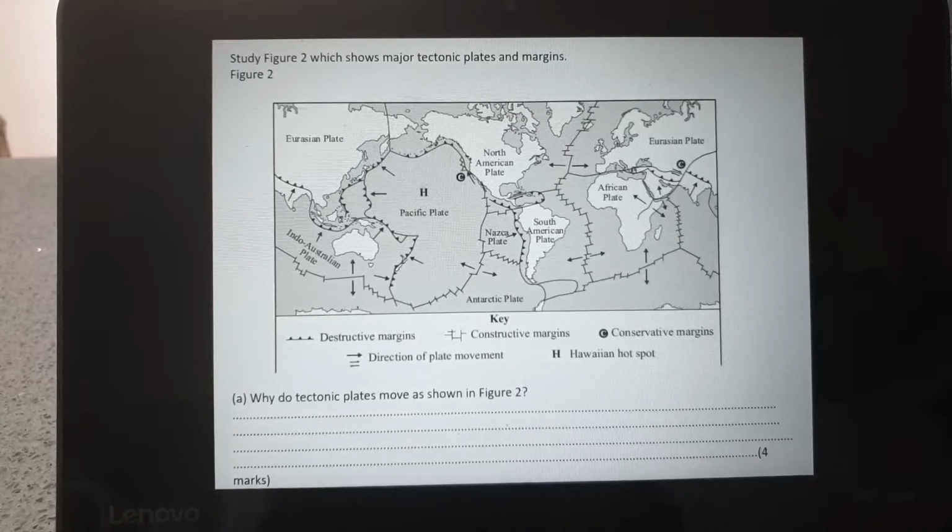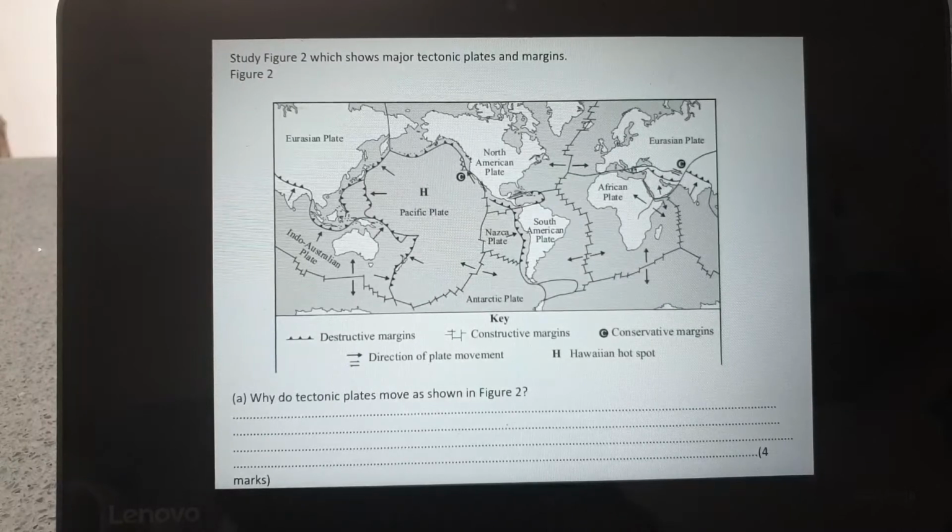So your first 4-mark question, this is taken from a previous spec, so it's not exactly like you'll have in your exam, but it's the closest one I can get that's of some sort of relevance. So study figure 2, which shows major tectonic plates and margins. Hopefully that looks familiar because we did a bit on the different plates and margins. You've obviously got a key at the bottom there, and why do tectonic plates move as shown in figure 2?